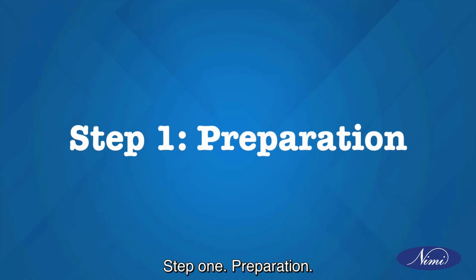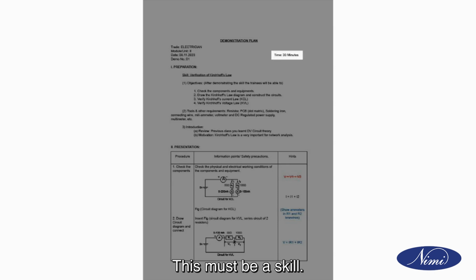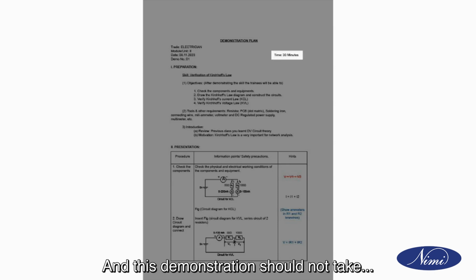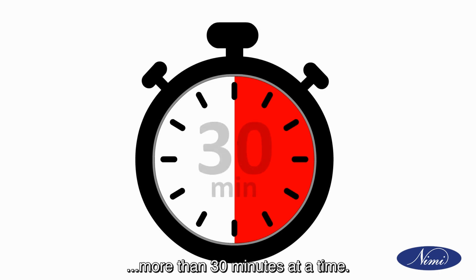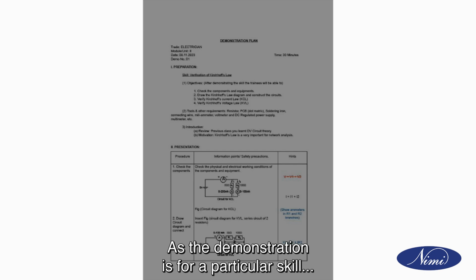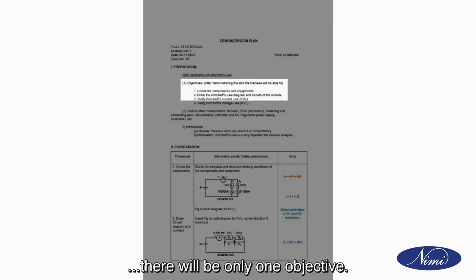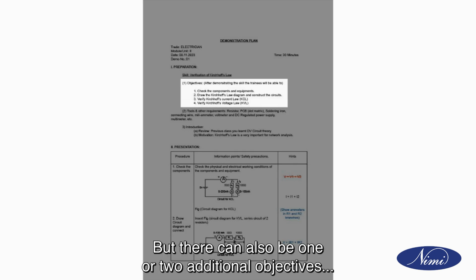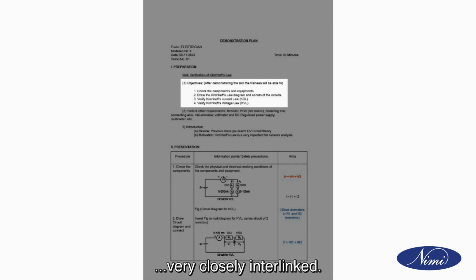Step 1. Preparation. This must be a skill, and this demonstration should not take more than 30 minutes at a time. Next, objectives. As the demonstration is for a particular skill, there will be only one objective, but there can also be one or two additional objectives very closely interlinked.